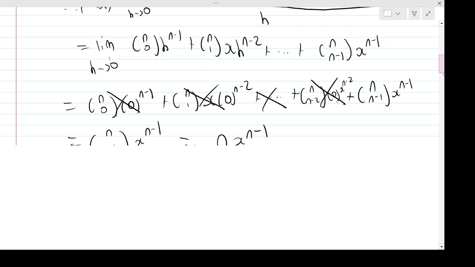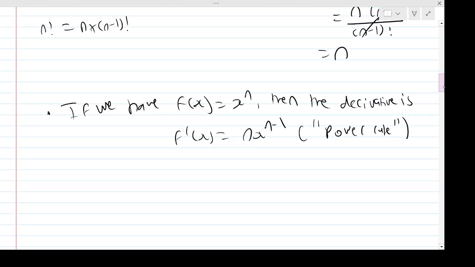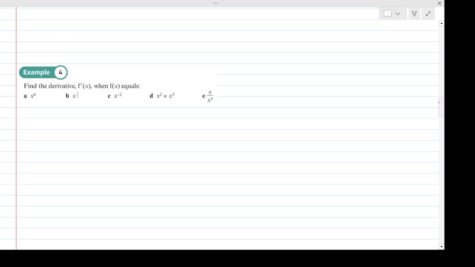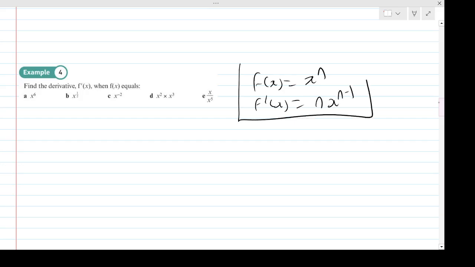Okay, probably enough waffling now. Let's jump into some examples with this. So I'm going to note it then. If f of x is equal to x to the n, f dash of x is n times x to the n minus 1. We'll be using that here.